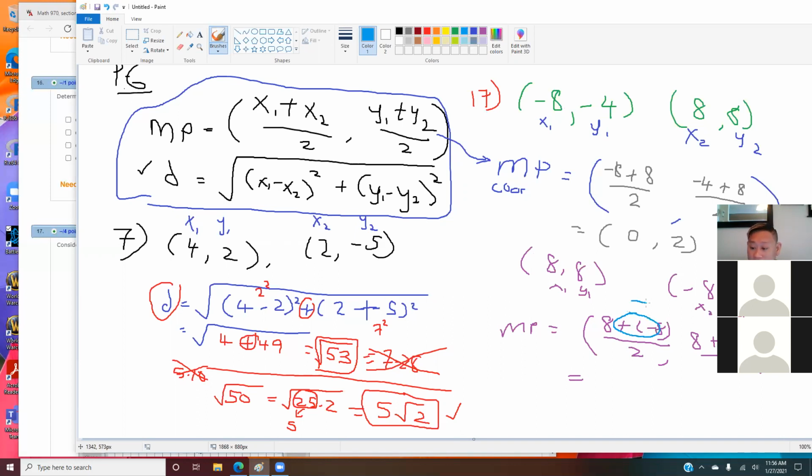Subtraction, yes. So this is actually 8 minus 8, which in this case will be 0. Same thing over here. This will become a subtraction. So 8 minus 4 is 4. And then when you divide by 2 is 2. So again, your answer is still the same as his.